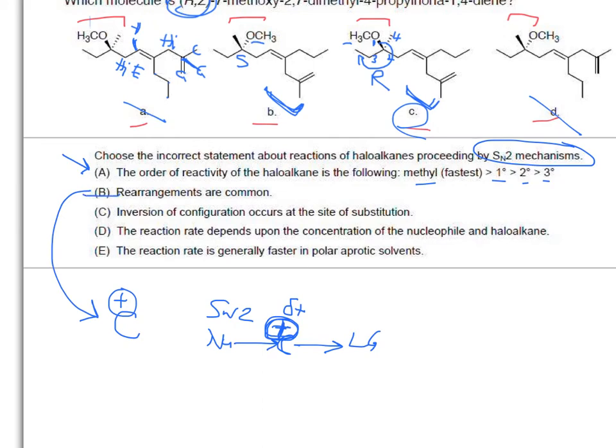So that might be one of your contenders, but let's still go through the rest of those for the sake of argument. Inversion of configuration, of course, that's one of the characteristics that you see for SN2. Reaction rate depends on concentration of nucleophile and haloalkane. That is true as well. SN2 itself means it's a bimolecular reaction, so rate is equal to k times nucleophile times the haloalkane, and the reaction rate is generally faster in polar aprotic solvent because they do not generally solvate your nucleophile. So everything is true but B, and that is the appropriate answer.